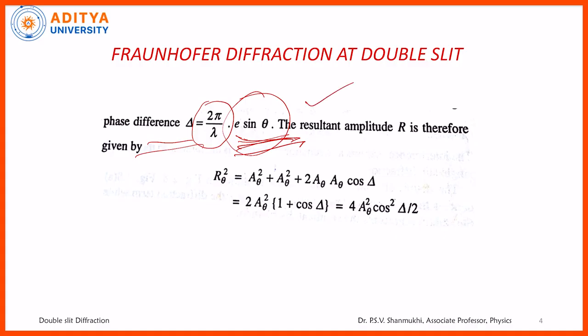Actually according to the superposition principle, what is the resultant amplitude? If two amplitudes A1 and A2, two waves, superimpose on each other, what is the resultant amplitude? The resultant amplitude R is equal to root over A1 square plus A2 square plus 2 A1 A2 cos phi, where phi is the resultant phase difference. So R is equal to, we eliminate this root. Instead of A1 and A2, we have A theta and A theta.